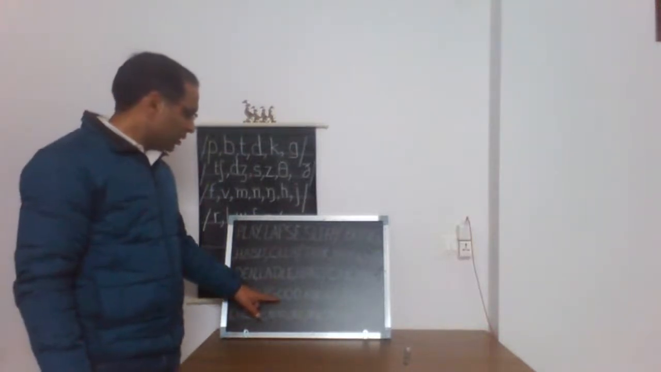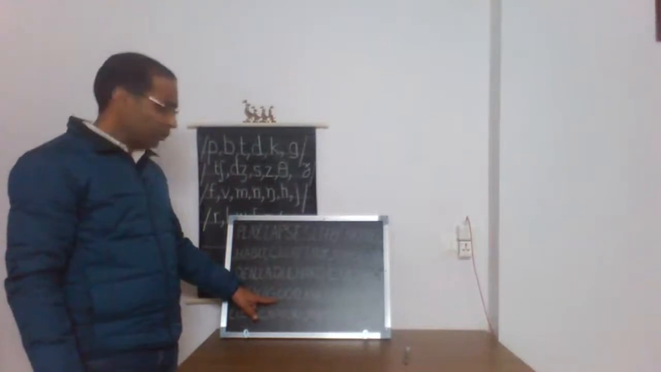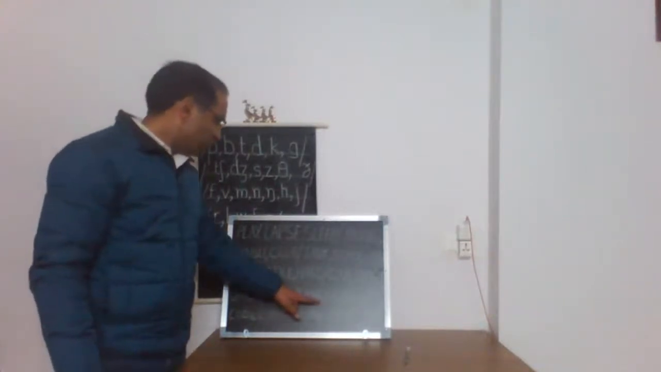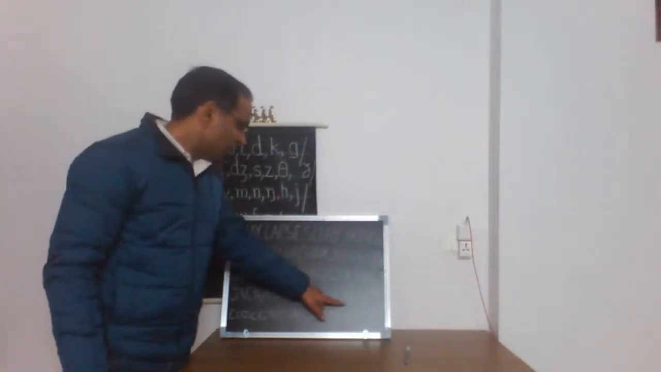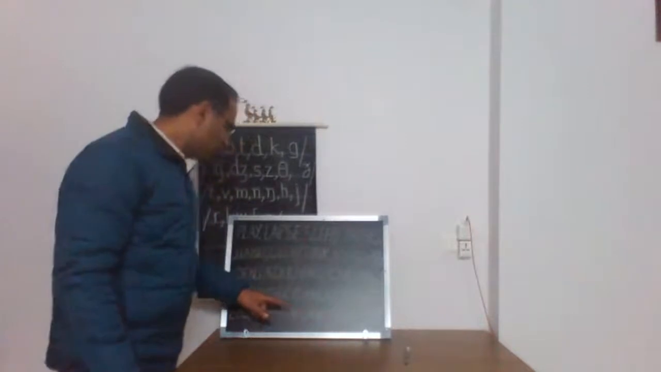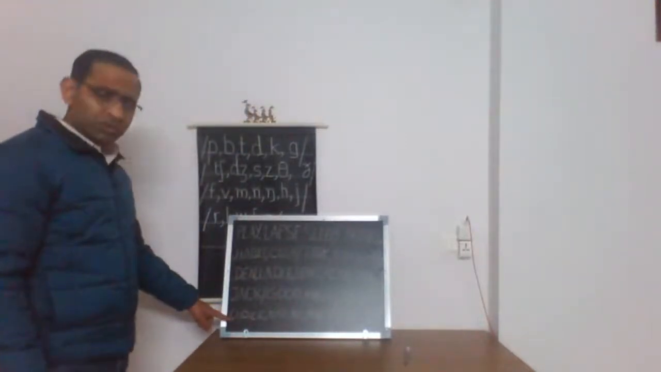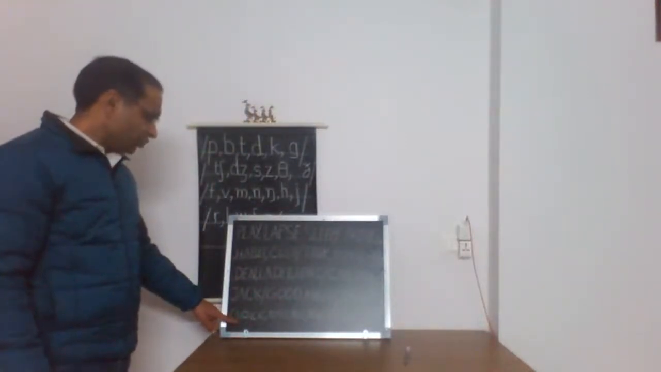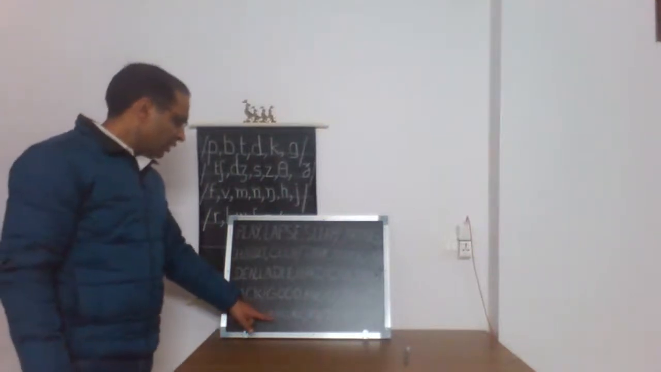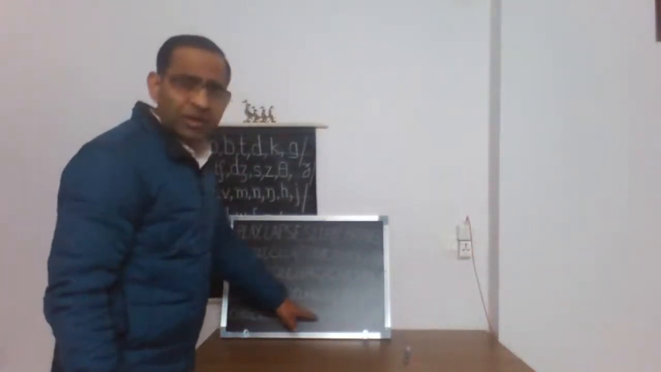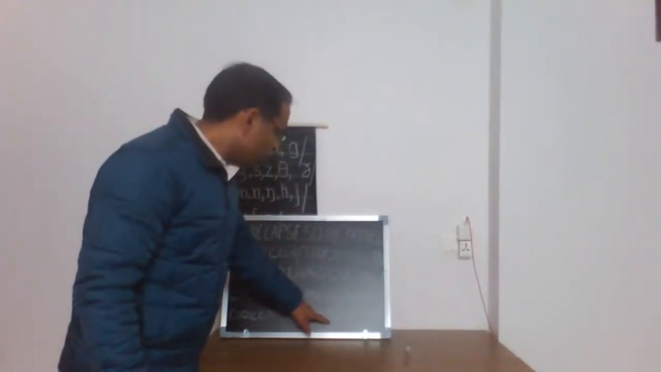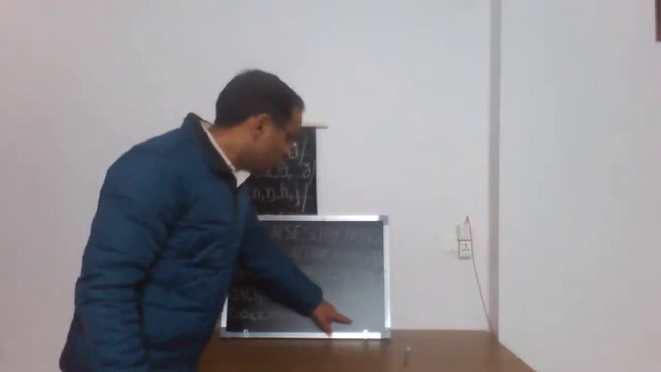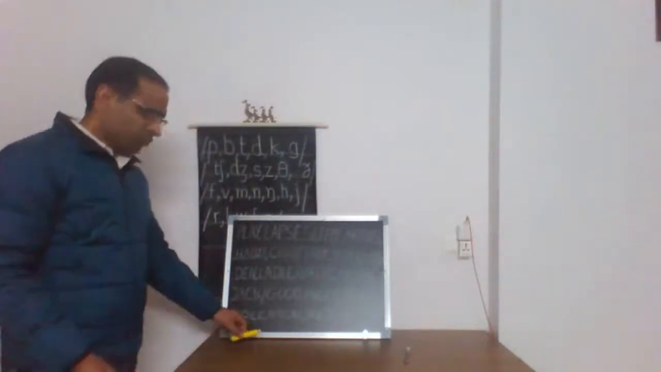Then we can take up the g sound, initially in good, medially in angle, and finally in fog. Then we have the ch sound, initially in choice, medially in nature, and finally in pitch. Then we have the j sound, initially in June, medially in margin, and finally in age.